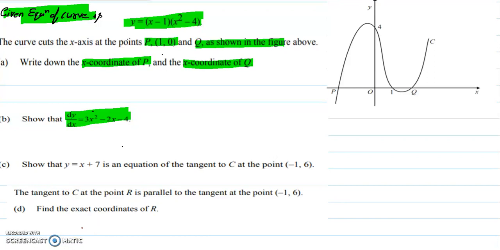Welcome back. If you have tried these questions, let's see one by one. There are four parts: A, B, C, D. So we need to calculate the x coordinates of P and Q.